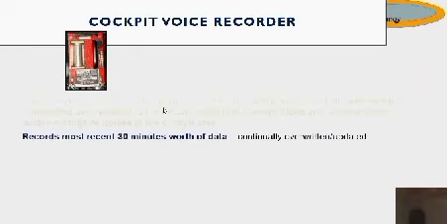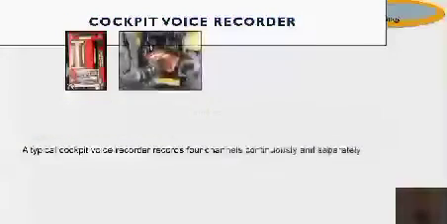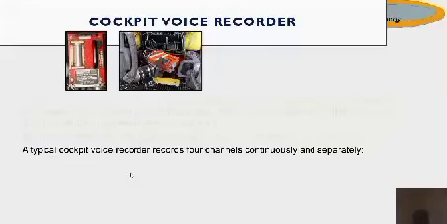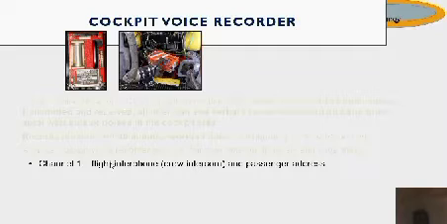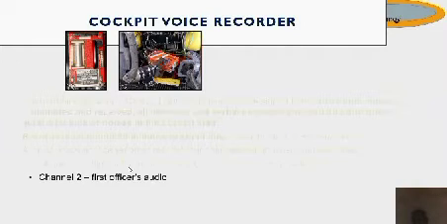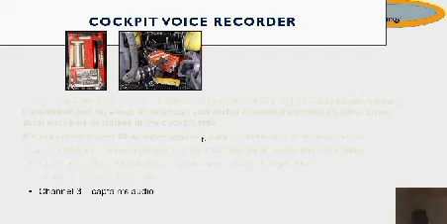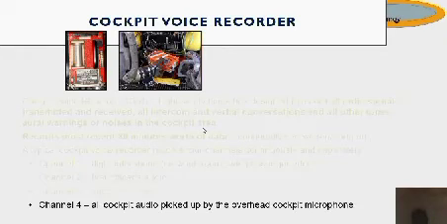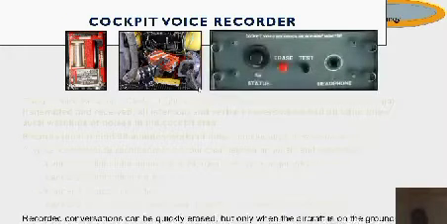The CVR records the most recent 30 minutes worth of data, continually overwritten and updated. A typical cockpit voice recorder records 4 channels continuously and separately. We have channel 1, the flight interphone, the crew intercom, and passenger address. Channel 2, the first officer's audio. Channel 3, the captain's audio. Channel 4, all cockpit audio picked up by the overhead cockpit microphone.